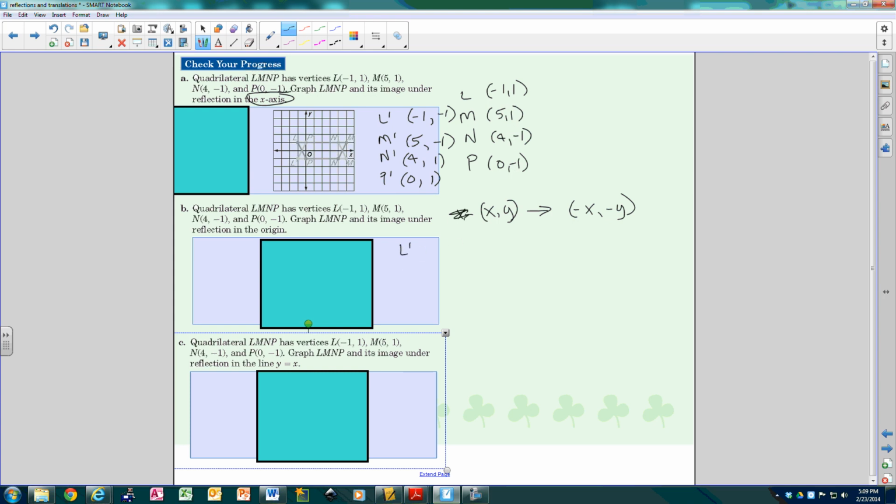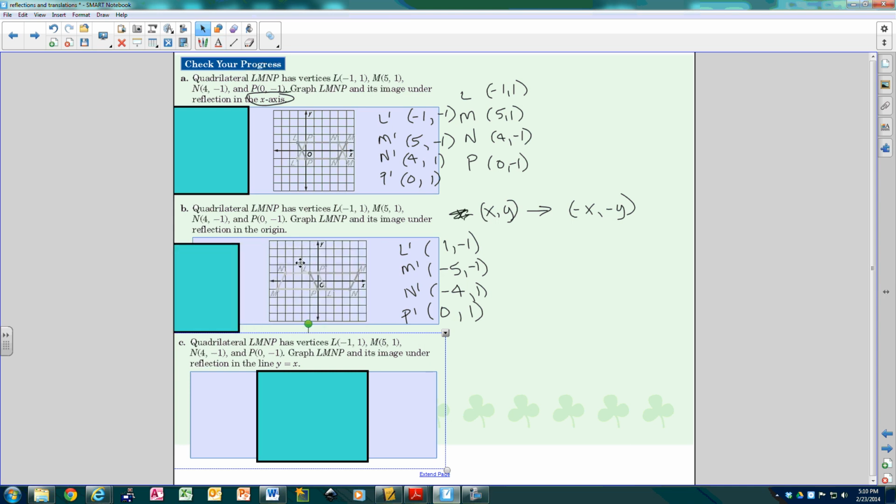So now my L prime, my M prime, my N prime, and my P prime. Everything stays in the same place, it just changes signs. So -1 becomes +1, +1 becomes -1. So this would be -5, -1, -4, 1. 0 stays 0 because it doesn't have a positive or a negative, but 1 will become +1. So your picture would look like this. So you actually reflected it over a line going this way.